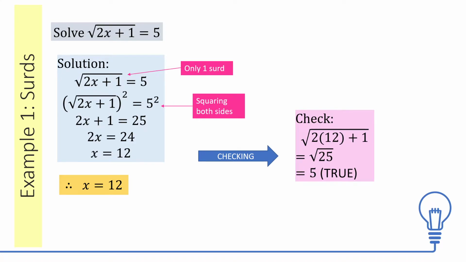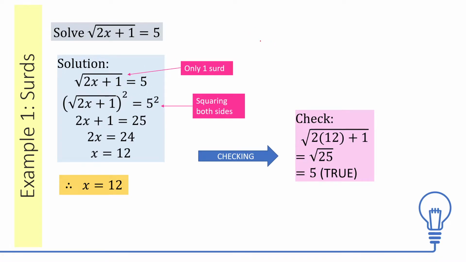We need to solve square root of 2x plus 1 equals 5. First thing, we only have one surd. After that, we check whether our surd is on one side of the equation or not. Square root of 2x plus 1 is on my left hand side and my 5 is on my right hand side. It's fine. So our strategy is squaring both sides.